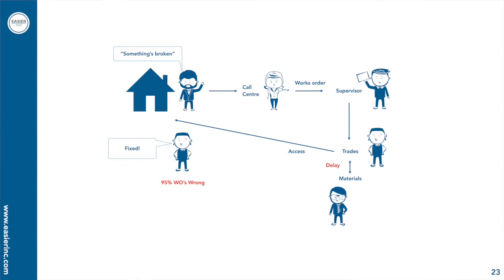It is a shame though that what's on this works order isn't actually anything to do with what this property needs. Because you see, 95% of the time when we walk into the property, we discover that what's on the works order is wrong.